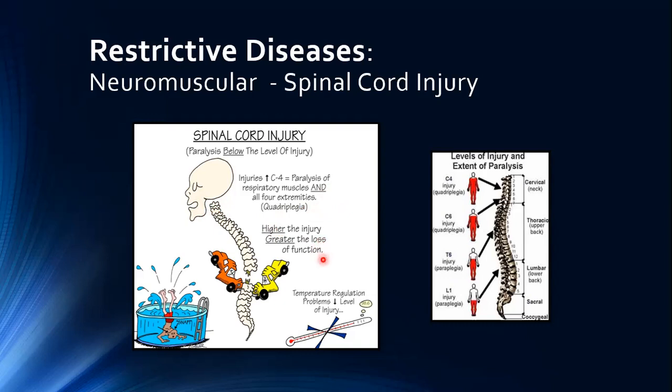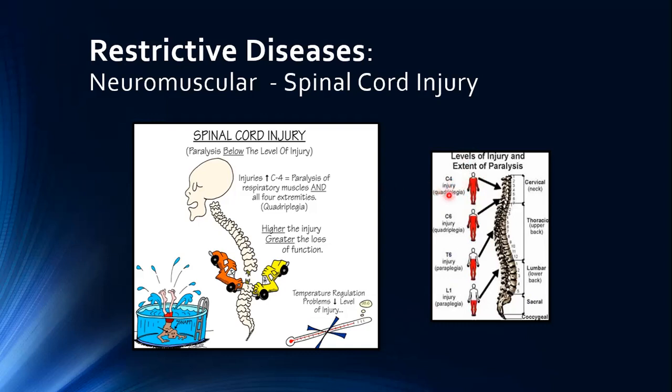The higher the injury, the greater the loss of function, okay? You can also have temperature regulation problems below the level of the injury. So even the temperature is not right. You can be really, really hot or really, really cold, okay? Now, this is a bit more detailed here.